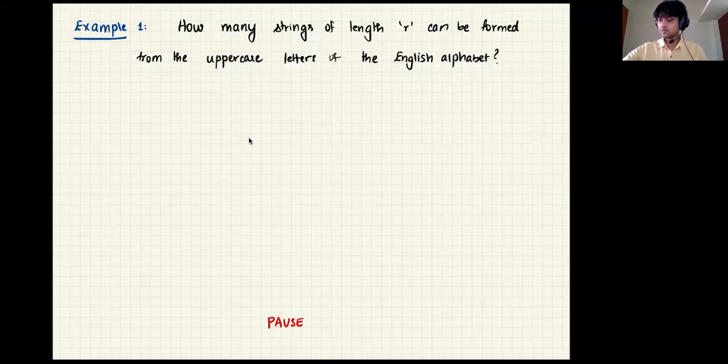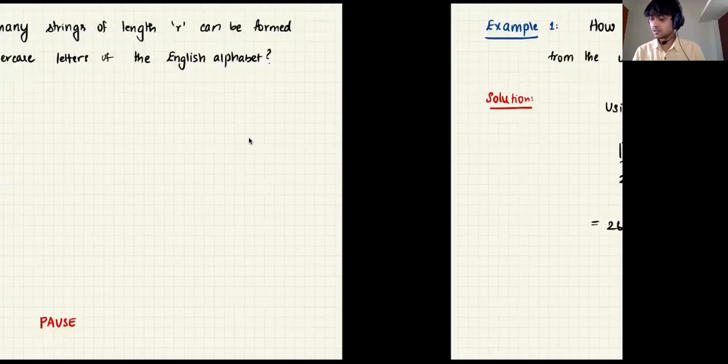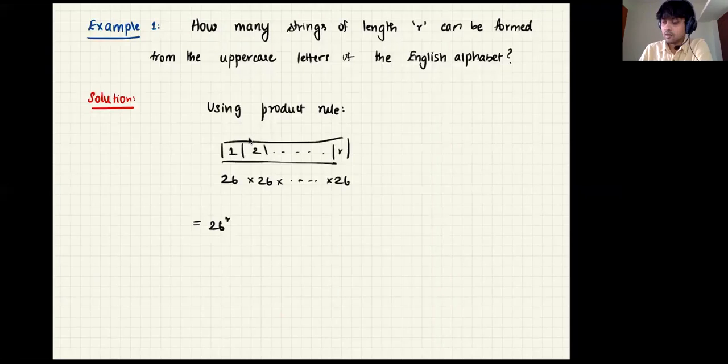Yes, so what is the answer? The answer is 26 power r. So how do you see it? You want to form a word of length r. At position 1, you have 26 options. At position 2, you have 26 options, and so on. So it's 26 into 26 into 26, r times. That gives you 26 power r.